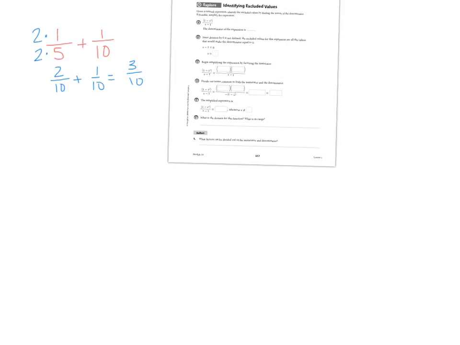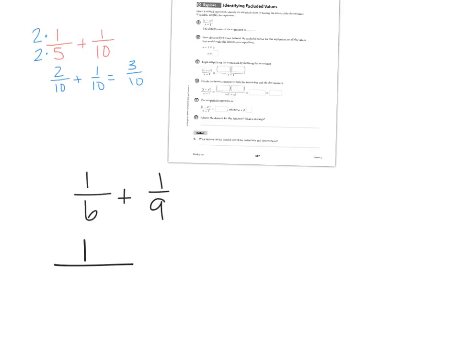Another example would be 1/6 plus 1/9. So we need a common denominator. Our least common multiple of these would be 18. So I would need to multiply 6 times 3, because a lot of you can figure out that that's the least common multiple, but I want to show you what that mathematically means, because this will help make sense with what we're doing with this lesson.